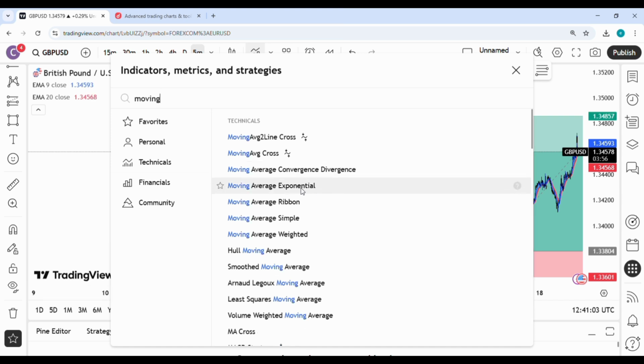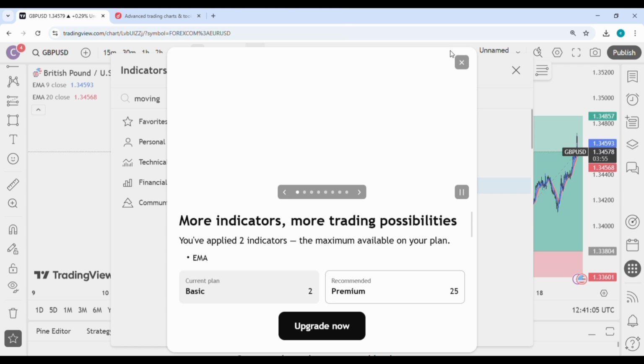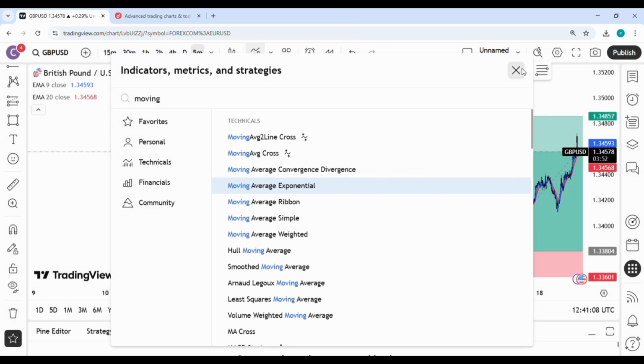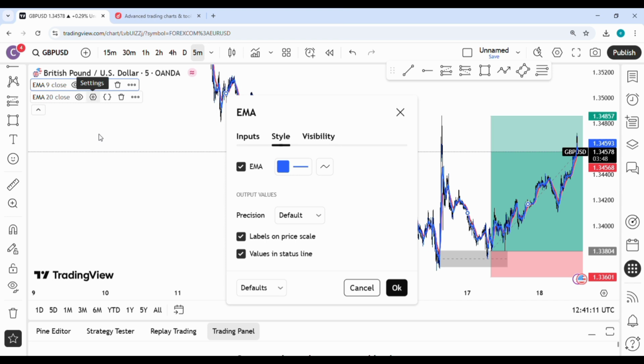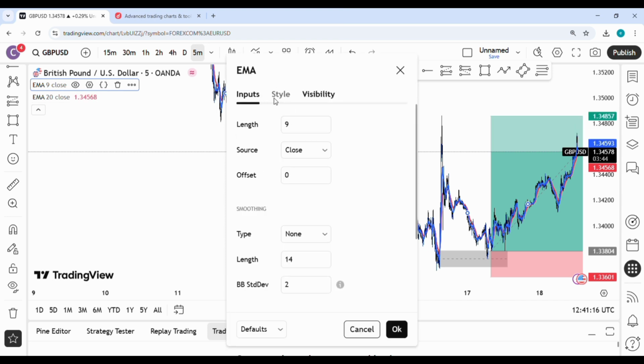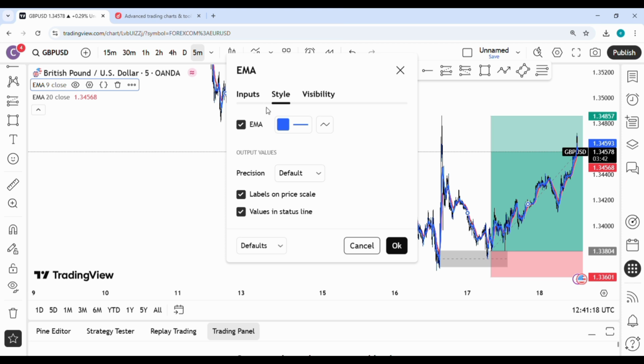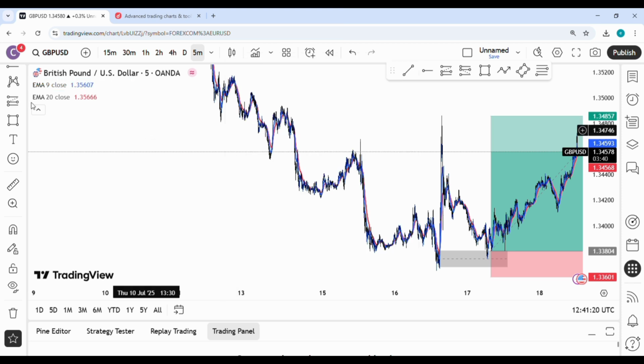So once you have added it to the chart, you go to the settings. You add it 2 times. Then you go to the settings. You change one to 9, and you change the second one to 20. The style of the 9 should be blue, and the style of the 20 should be red. You understand that, guys? So this moving average exponential 20 and the 9 help us to catch the short-term trend. So you can also add volume if you want for extra confirmations.